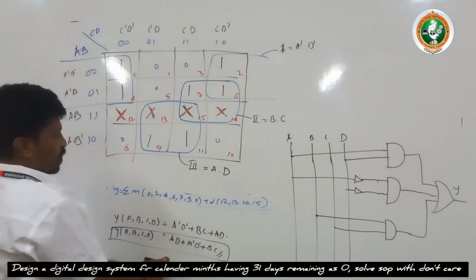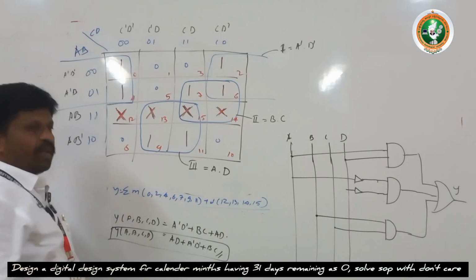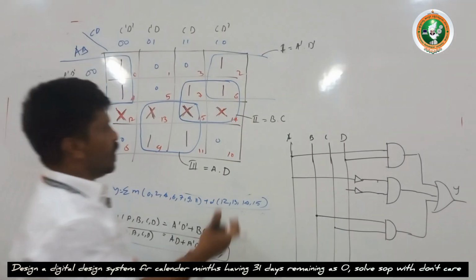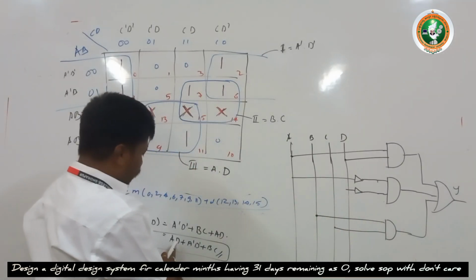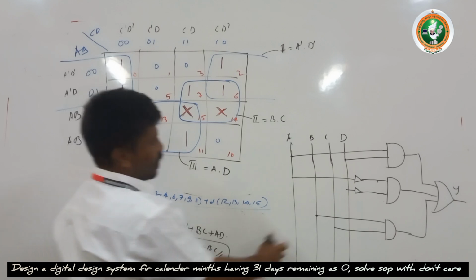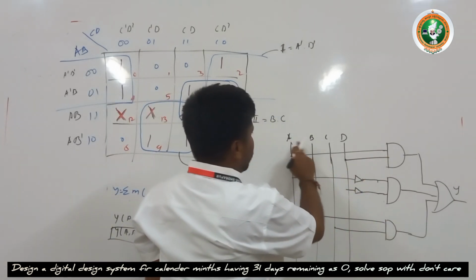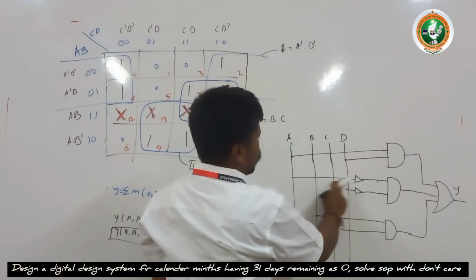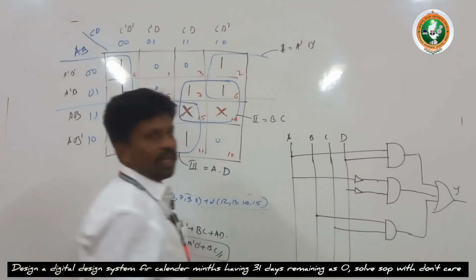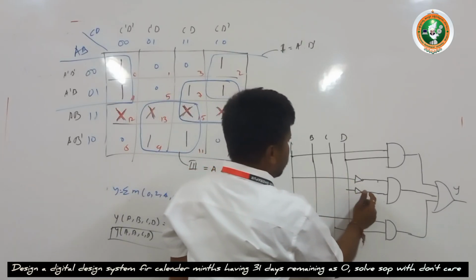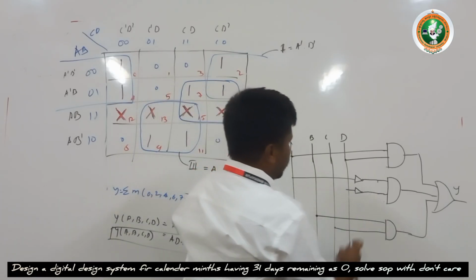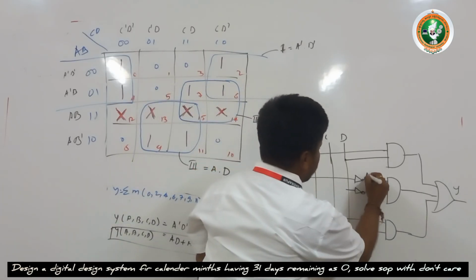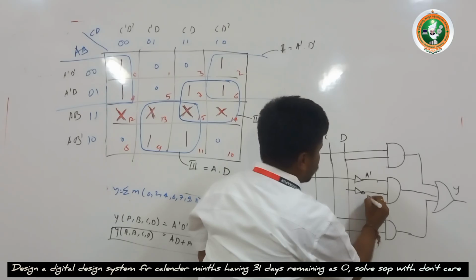This SOP form that we got is realized with the basic logic gates. I need three AND gates. Because of A dash and D dash, I take A as input, and through a NOT gate it becomes A dash. D becomes D dash. A becomes A dash, and D becomes D dash.